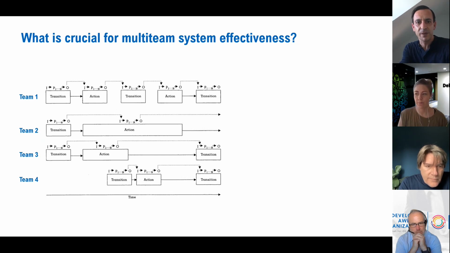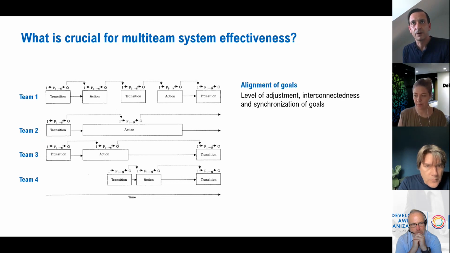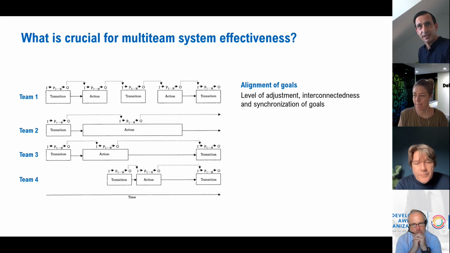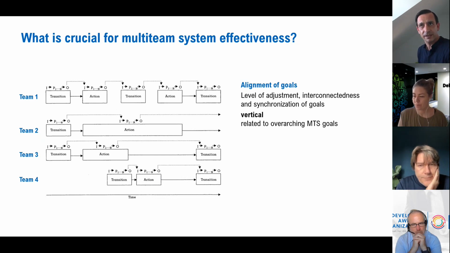So what is important? Two main things in order to reach multi-team system effectiveness. On the one hand, alignment of goals, which is the level of adjustment, interconnectedness, and synchronization of goals. There are two levels of alignment. On the one hand, vertical, related to the overarching multi-team system goals.